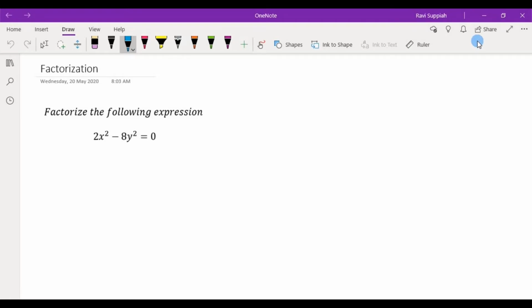Now, in order to factorize this, we must know some of our factorization rules or shortcut methods. And one of the rules is when I have an expression that says a squared minus b squared, that is equal to (a plus b)(a minus b).